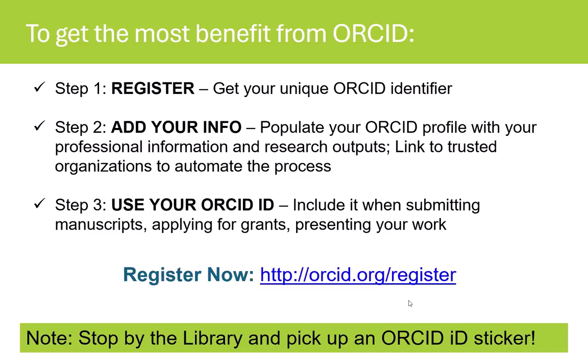Next, add your information. Populate it with as much of your professional information and your research outputs as you can. You really have to link it to those trusted organizations to automate the process. They will keep up with it for you. If you're a researcher who has your name appear on articles that you're maybe not always deeply involved with, you'll get a notification from ORCID. They say, hey, is this you? And you say yes, and boom, it's on your record. So definitely set up those trusted organizations, especially the top 5 that Julie recommended.